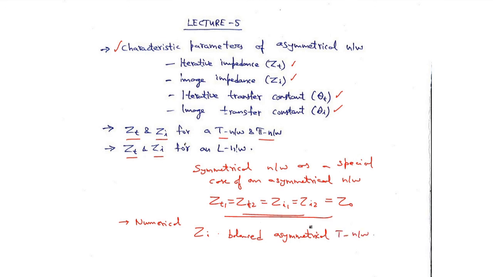In the next lecture we will take forward these concepts of iterative impedance and image impedance, especially this image impedance for an L network, and we will see how it could be applied in the case of a half section and what the applications of that are. Especially we will be interested in matching networks in the next lecture.